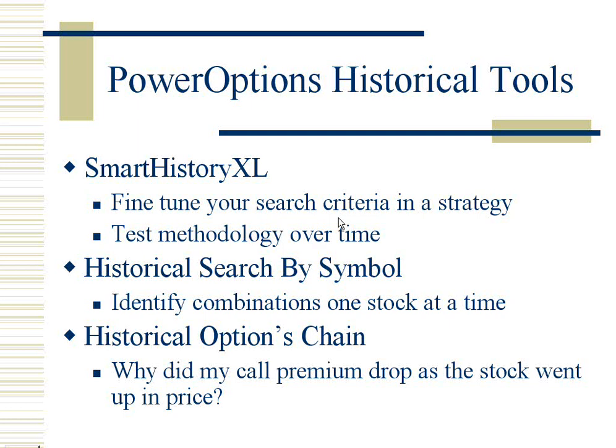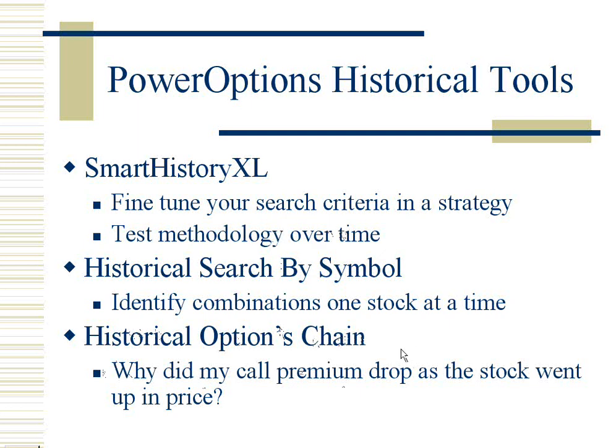We can make adjustments as we're interacting with the Smart History and then take those adjustments and put them forward into actual trading. Now the historical search by symbol, I use this to identify combinations one stock at a time. If I had been doing a credit spread or a debit spread, for example, but after the spread closed it didn't quite work out how I wanted to, I can go back historically and see, well, at the same time I selected this trade, what trade might have worked better on this same stock. Maybe I needed to go deeper out of the money, maybe I needed to look for a higher probability. On the day that I entered the trade, what were the other combinations on that particular stock, and how did they perform over the same time period?